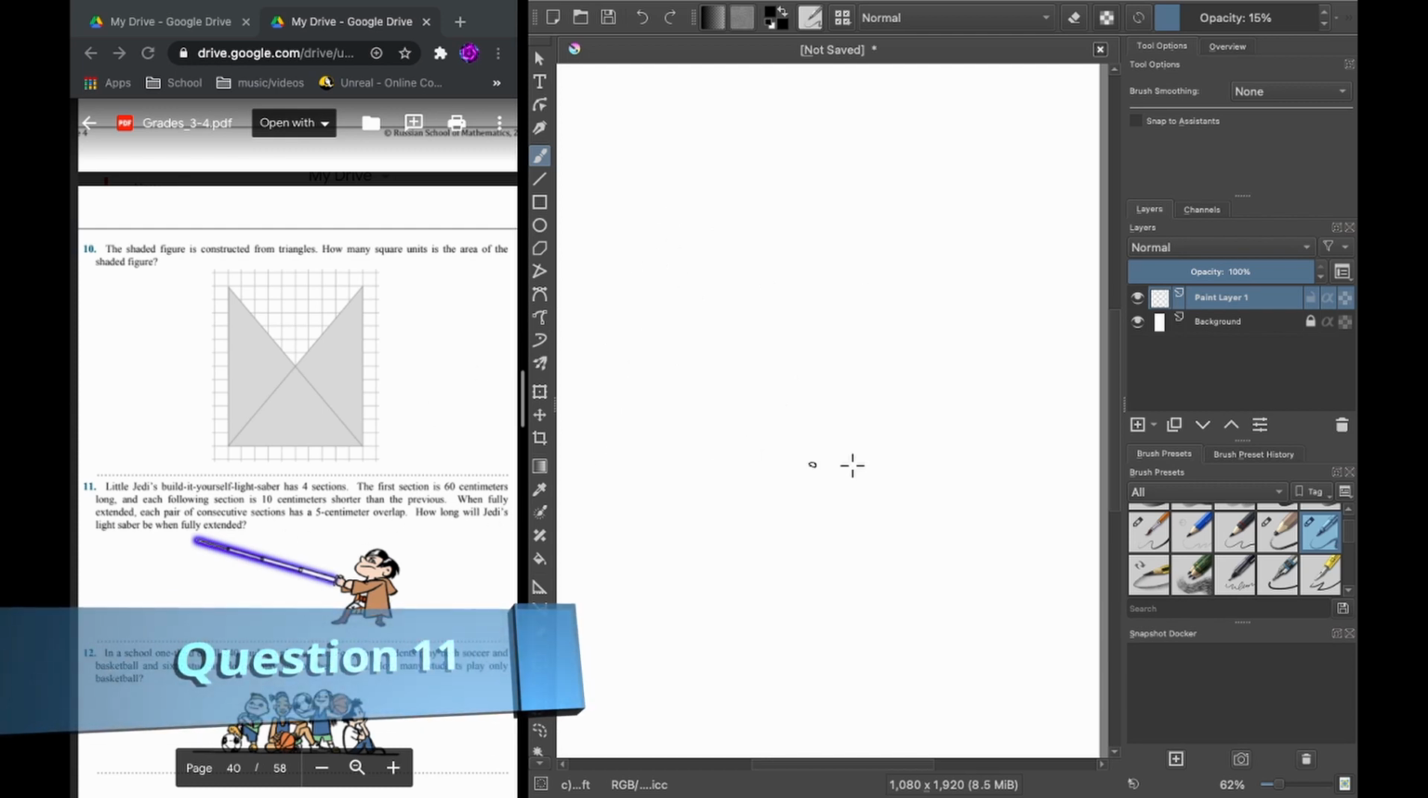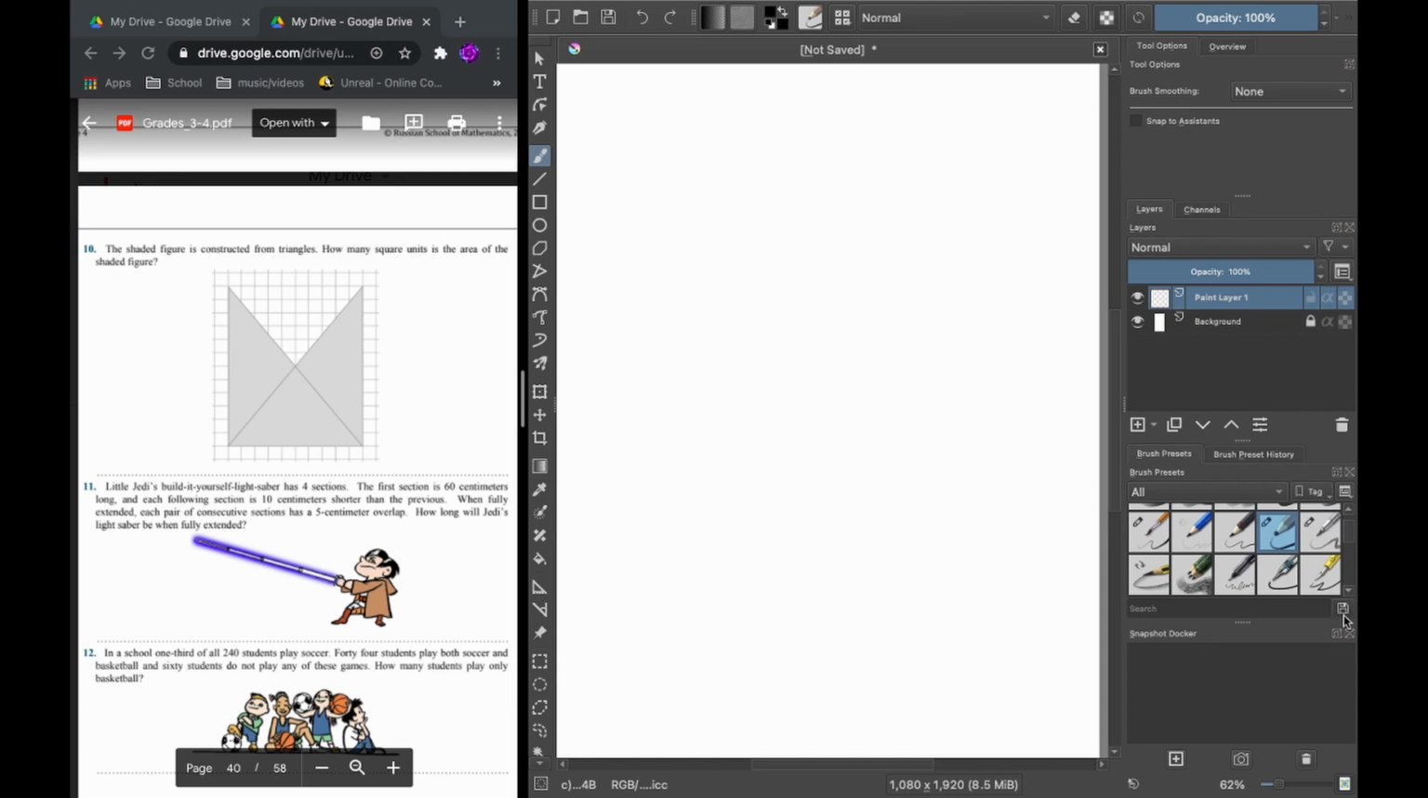Moving on to number 11. So it says, little Jedi's build-it-yourself lightsaber has 4 sections. The first section is 60 centimeters long, and each following section is 10 centimeters shorter than the previous. When fully extended, each pair of consecutive sections has a 5 centimeter overlap. How long will Jedi's lightsaber be when fully extended?